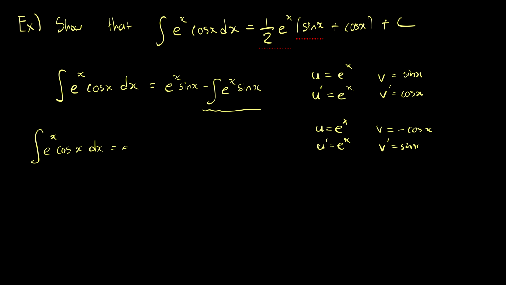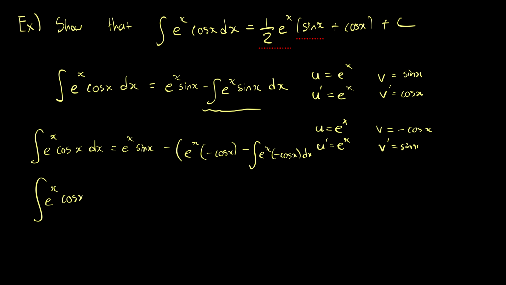So this is going to become minus, e to the x times negative cos x minus the integral of e to the x times negative cos x dx. And let's simplify this. So it'll become like this.